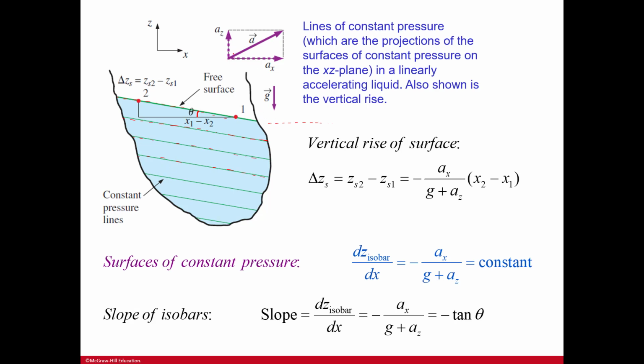And so here you have the lines of constant pressure in a linearly accelerating liquid, which are also known as the vertical rise. Here we have the slope of the isobars, and then you get your negative tan theta. So this is just explaining how we get those formulas.